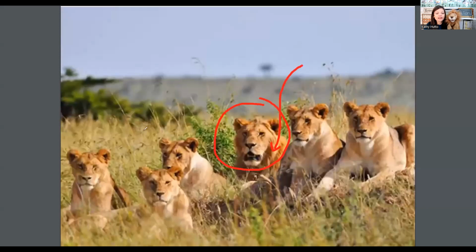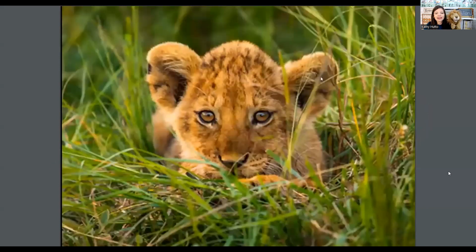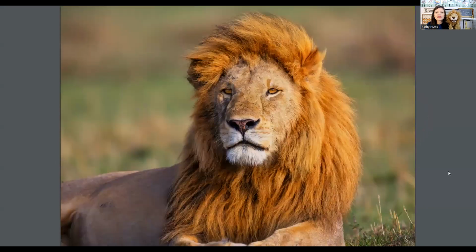How many girl lions can you see? Lionesses. 1, 2, 3, 4, 5. I see 5 girl lions or lionesses. And here's a baby lion. A baby lion is called a cub. Cub. So is this a boy lion or a girl lion? It's a boy lion. It's a male or boy lion.